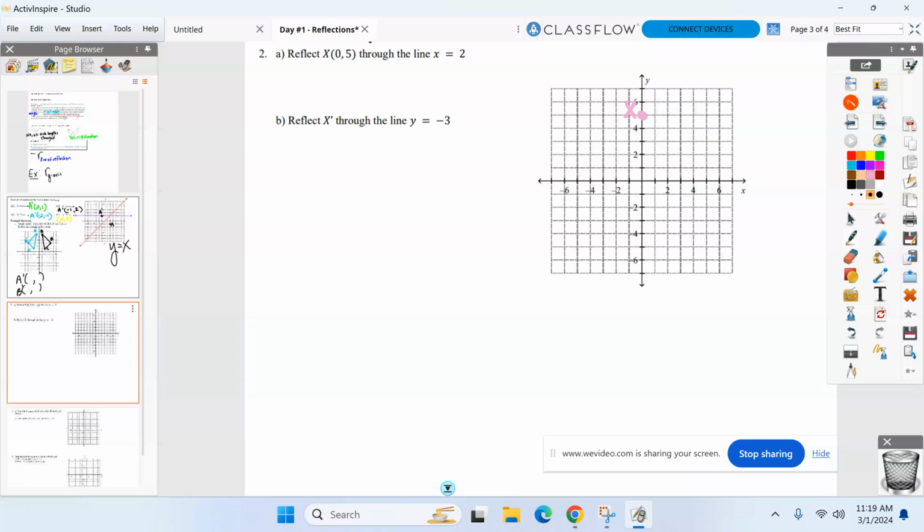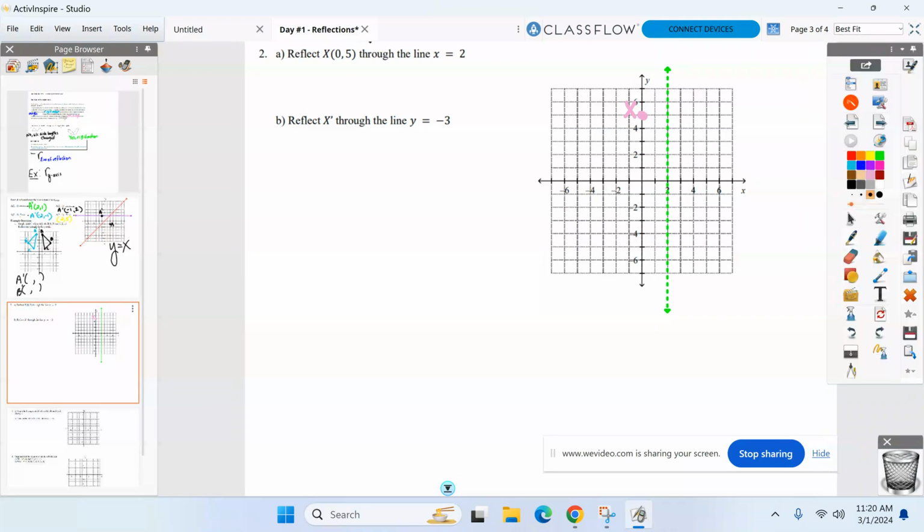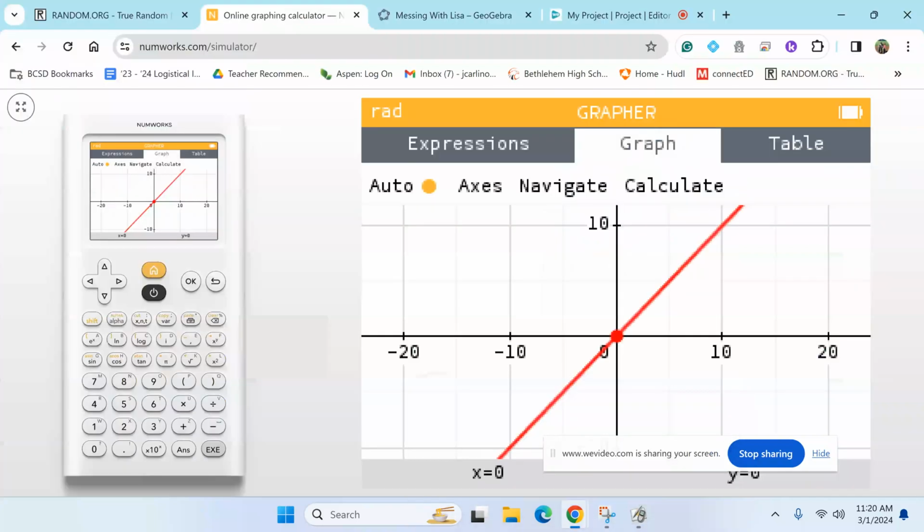What type of line is that? And if you're unsure, we'll always graph it, right? Well, y equals was horizontal earlier, so this will be a vertical line going through 2. So there it is. Reflect it through that line right there. All right, how many units away is x from x equals 2? How many units away here?